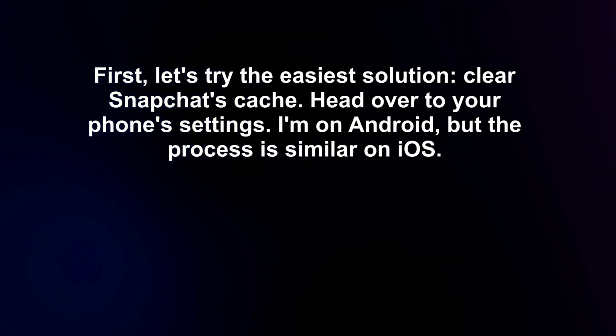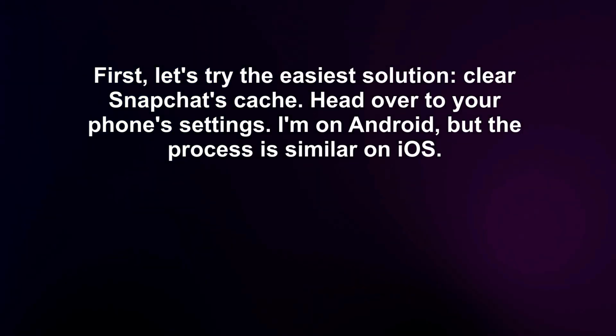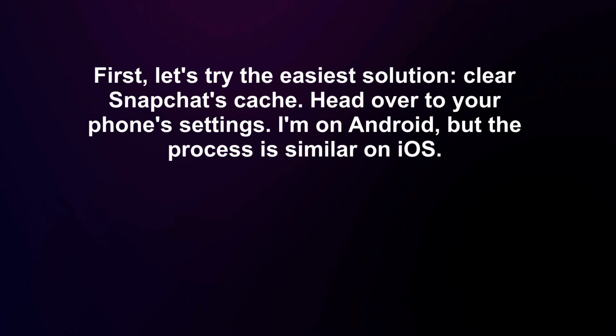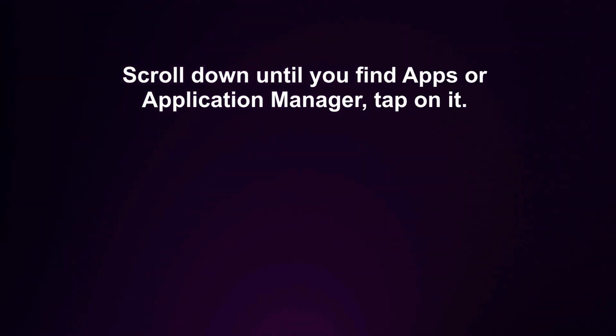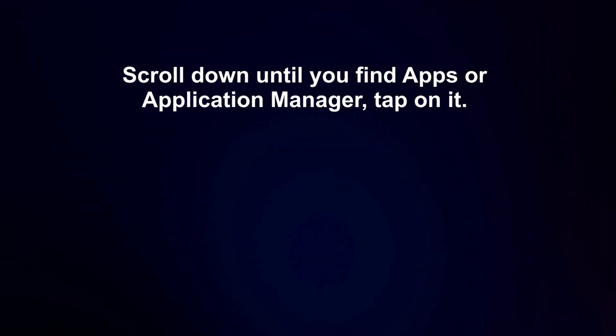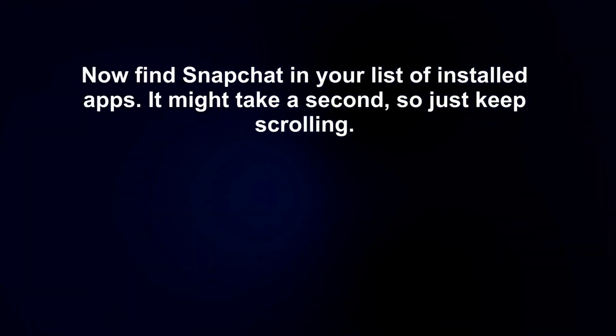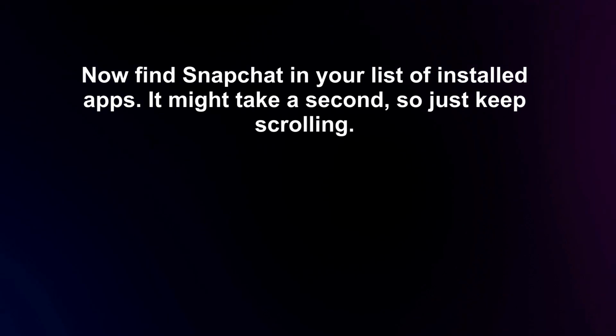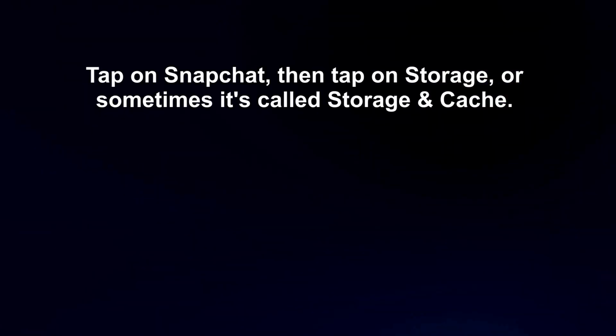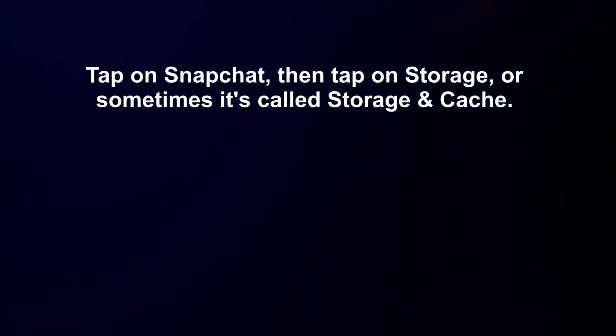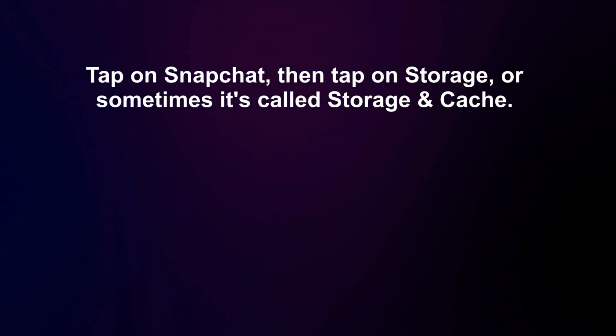Head over to your phone settings. I'm on Android, but the process is similar on iOS. Scroll down until you find Apps or Application Manager, tap on it. Now find Snapchat in your list of installed apps. It might take a second, so just keep scrolling. Tap on Snapchat, then tap on Storage, or sometimes it's called Storage and Cache.